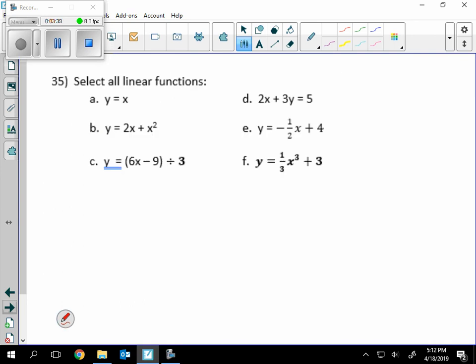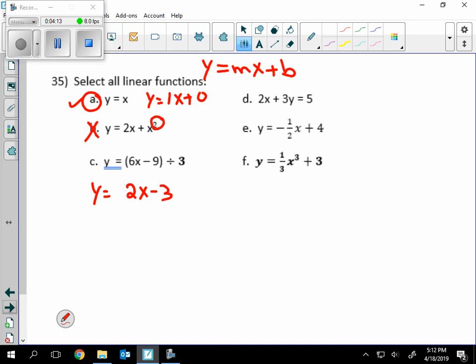Number 35, select all the linear functions. Normally we think of y equals mx plus b, but I don't always need to have all of those parts. Believe it or not, that is really y equals 1x plus 0. And so yes, that works out. There's a problem when we get to b. See that exponent? I don't want any exponents. On this next one, if I were really to divide, I would get y equals 2x minus 3. And that's the same thing.